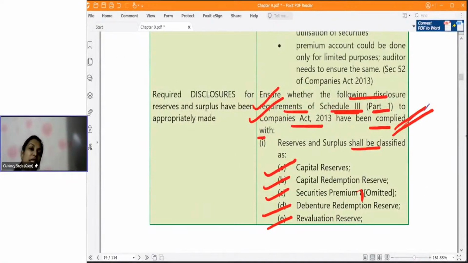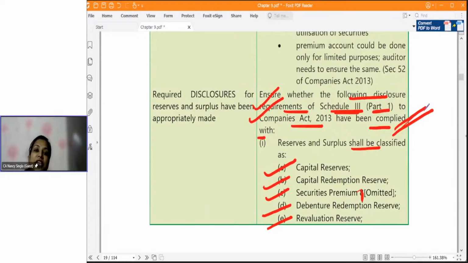हाँ, यहाँ पे see, you may get a 4-marker question that what are the disclosure requirements with respect to the reserves and surplus as required by Schedule 3, Part 1 to the Companies Act. You may get a direct question here. ठीक है? So tell me, is it clear whatever we have done so far?